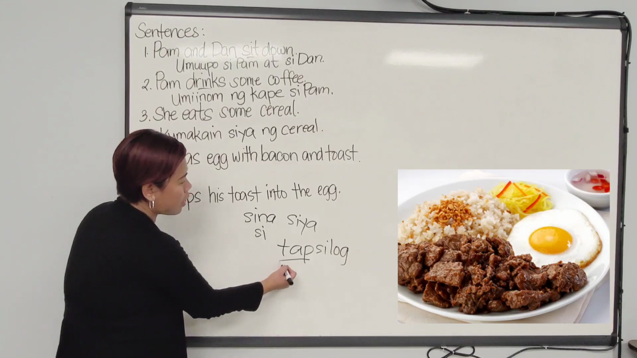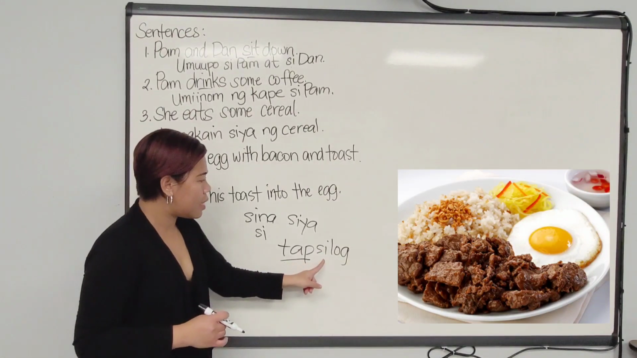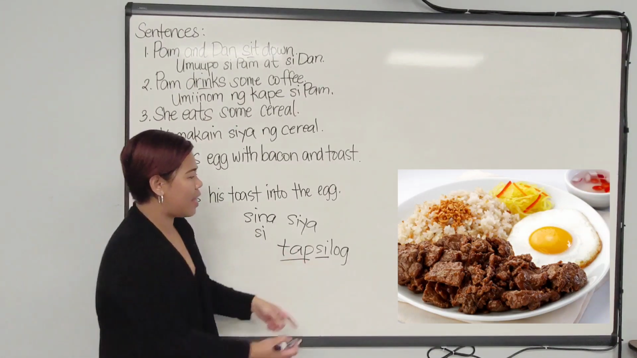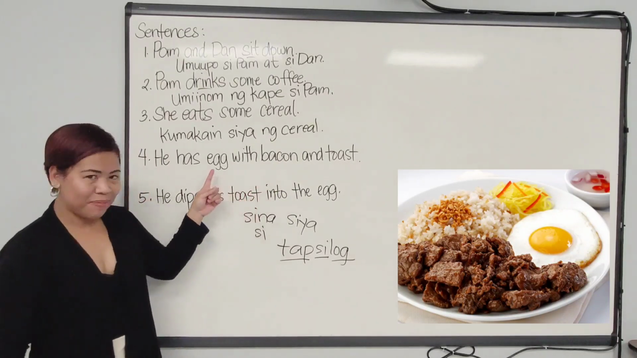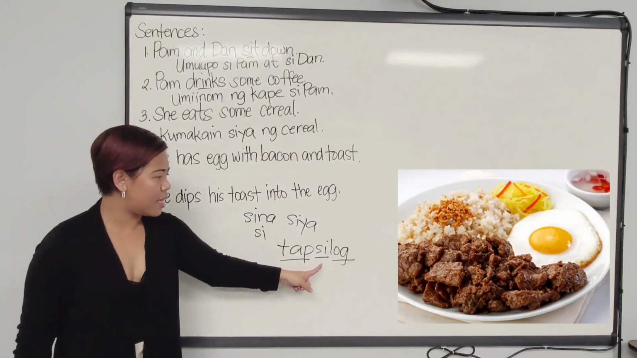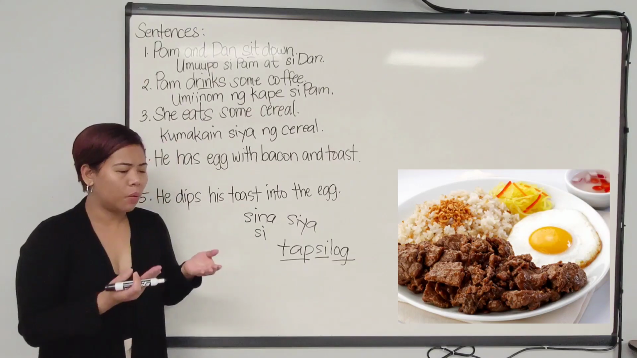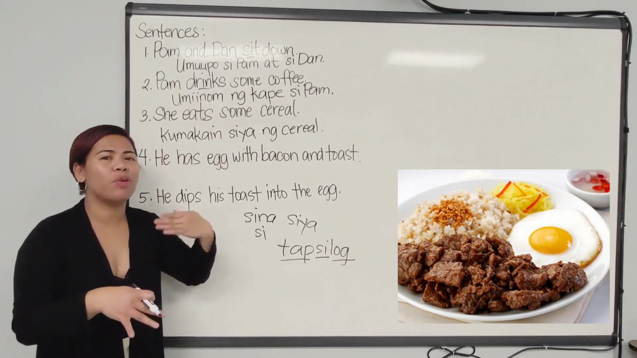3 things. Tapa is beef. Si is for sinangag or fried rice. And then log is the itlog or the egg. So we call it tapsilog. Tapa, sinangag, itlog. Tapa is a fried beef. We slice it really thinly and then we marinate them and then we fry them.